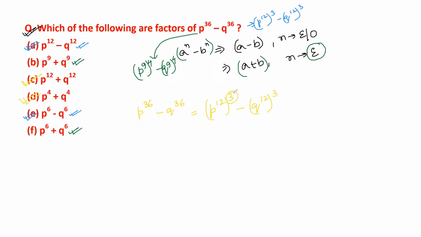And here the power is odd, so it won't have a factor of p^12 plus q^12. In a similar way, this can be written as (p^4)^9 minus (q^4)^9. And again, here the power is odd, so it won't have a factor p^4 plus q^4. So except C and D, all the other four would be the factors of p^36 minus q^36.